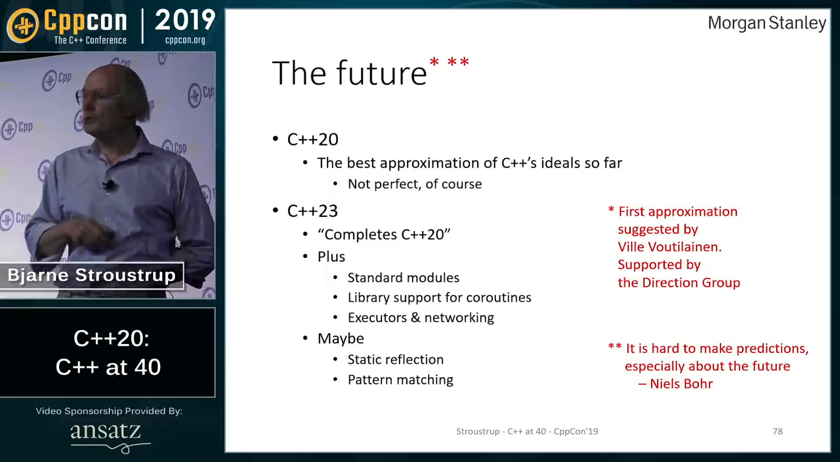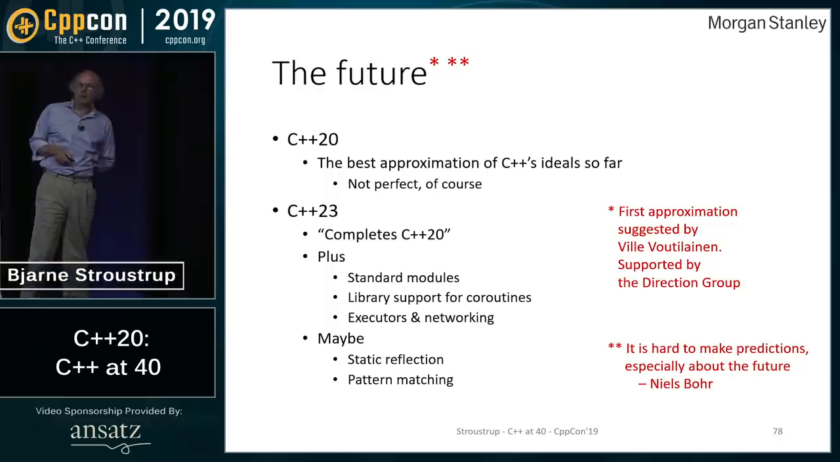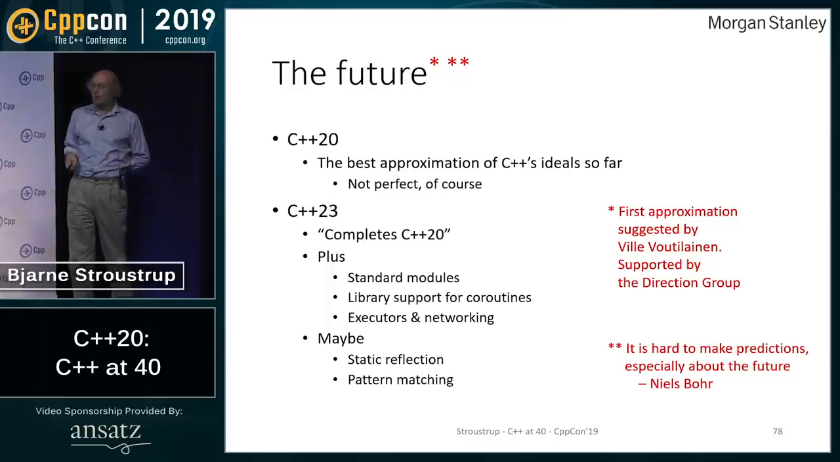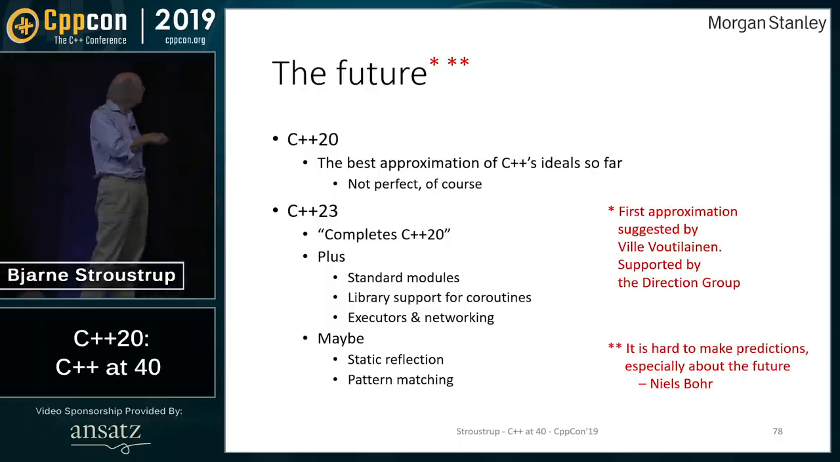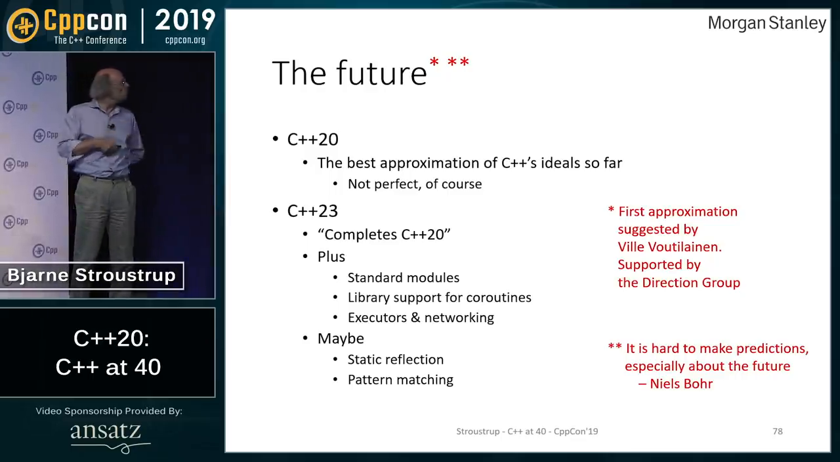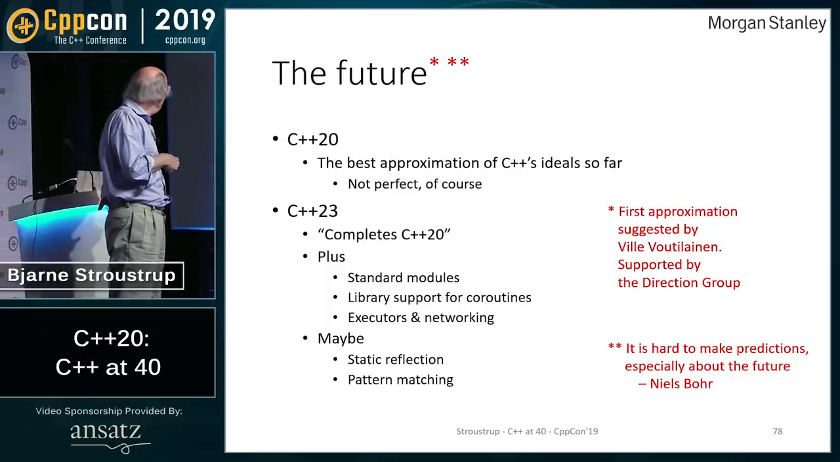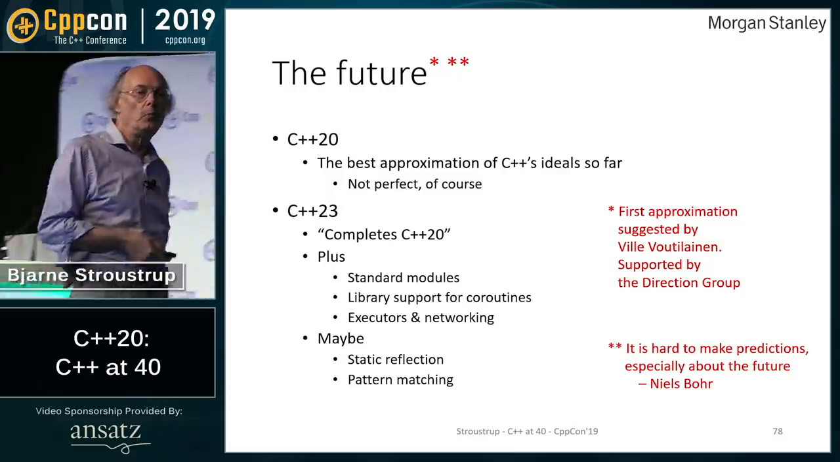Library support for coroutines is incomplete, and executors, which is the model of concurrency, and finally getting networking in place is a good idea. And if we have time, static reflection, more compile time evaluation, but here with generation at compile time, and functional style pattern matching. There have been experiments with that. There are people working on all of these things. This is an approximation of what C++23 might be, as suggested by Ville Voutilainen, and actually supported by the directions group. And it's hard to make predictions, but this is what I think we might be seeing in the future.